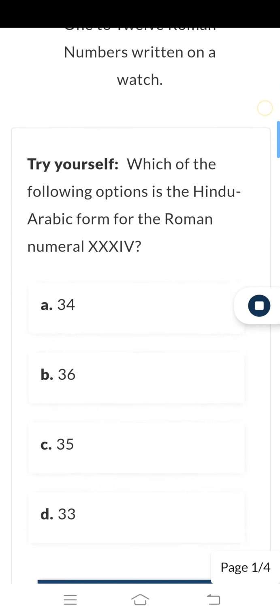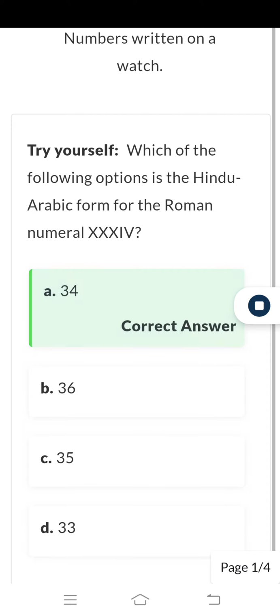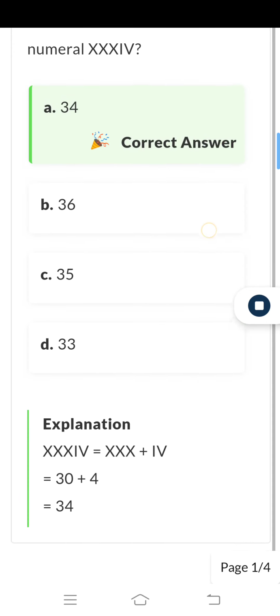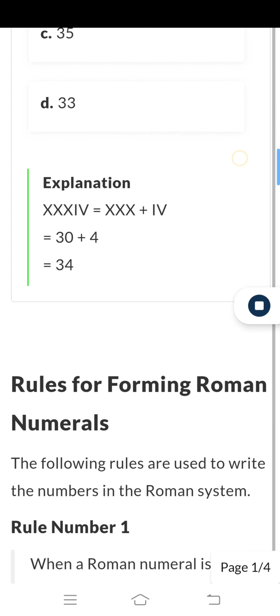Try yourself. Which of the following options is the Hindu Arabic form for the Roman numeral XXXIV? A. 34 B. 36 C. 35 D. 33. Explanation: XXXIV equals XXX plus IV, which equals 30 plus 4, which equals 34. View solution.